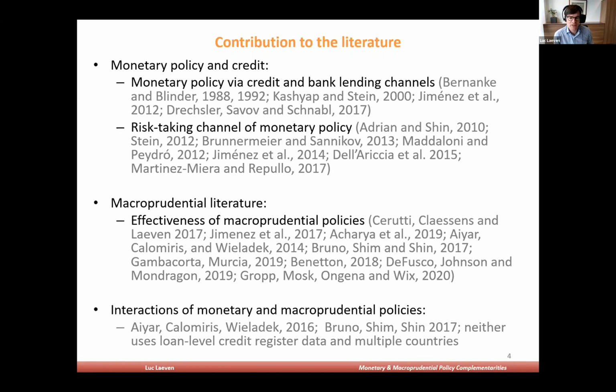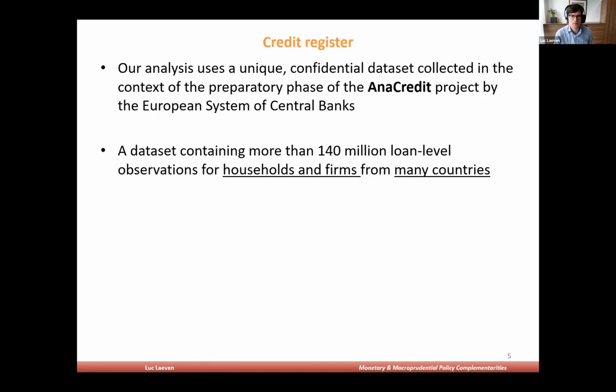We contribute to three strands of the literature, and I won't have time to go into the details, but basically there is one strand of literature looking at monetary policy and credit, another looking at macroprudential policy and outcome variables like credit. And then we basically combine these two. And in terms of other papers that consider interactions of monetary and macroprudential policies, we are only aware of two other pieces of research that I list here below. But neither of these two uses the type of detailed data that we can employ, or considers multiple countries, which we think is important.